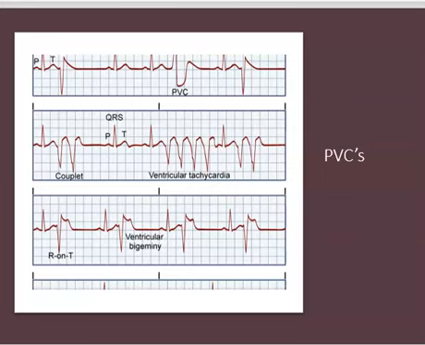What does a PVC tell you? Irritability of the ventricle. Why is it irritable? Not enough oxygen, too much potassium, too much caffeine, too many stimulants. Nevertheless, it's happening and it is not good for the patient. Are they stable or are they unstable?